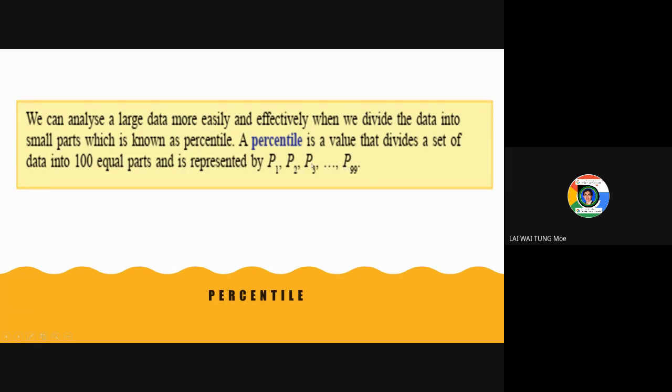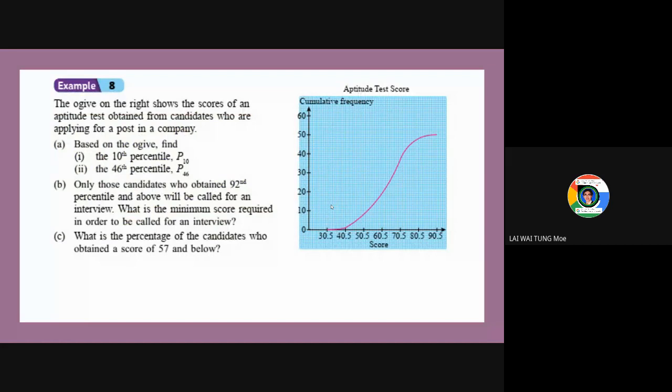If I want you to find the percentile of 37, you represent it as P37. This is just to represent which percentile you want to find, from P1 to P99. So let's look at one question example.